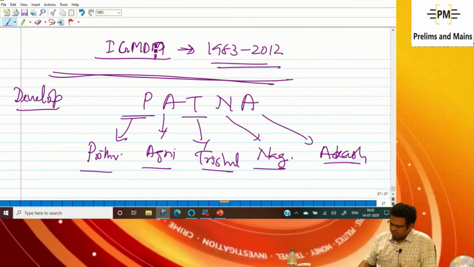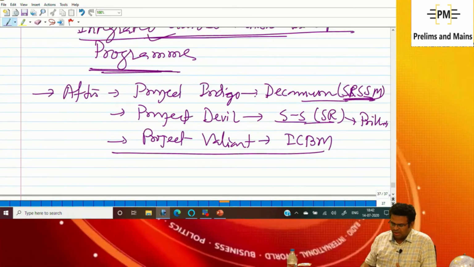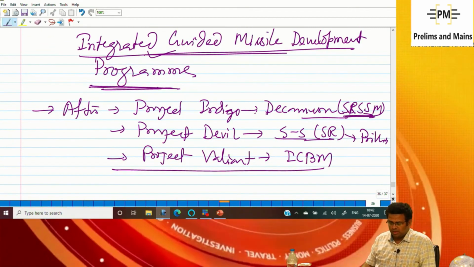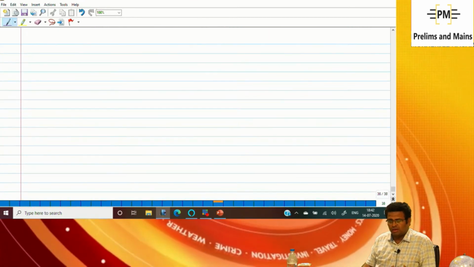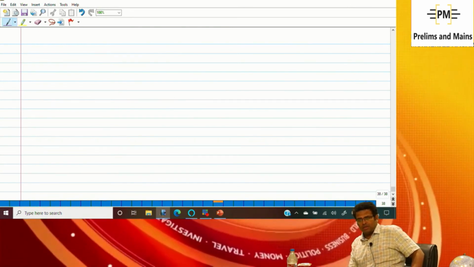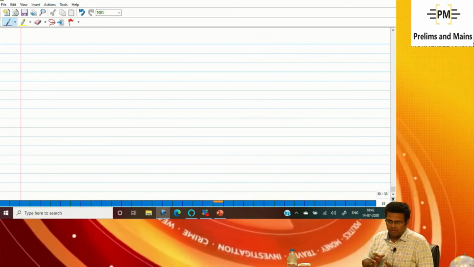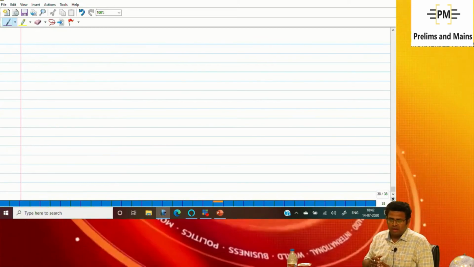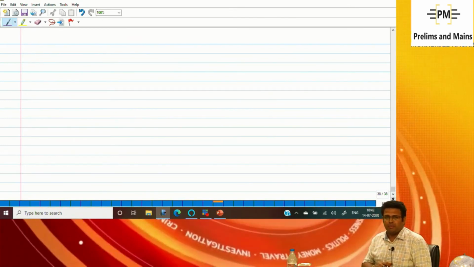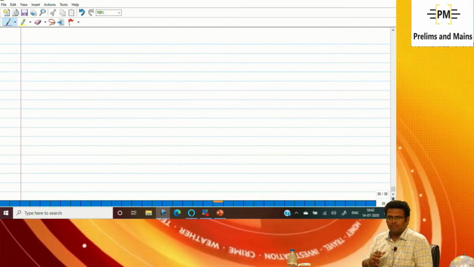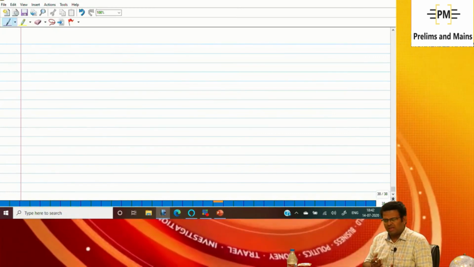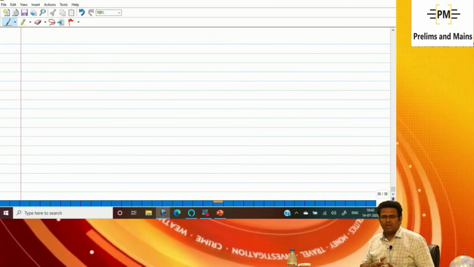Because of project Valiant, APJ Abdul Kalam worked throughout the day and night on missile development, and therefore he is considered the father or missile man of India. He was involved after project Indigo, Devil and Valiant, and finally it came into the integrated guided missile development program, whose main concern is Prithvi, Agni, Trishul, Nag, and Akash. We have developed so many, and it is also part of it.